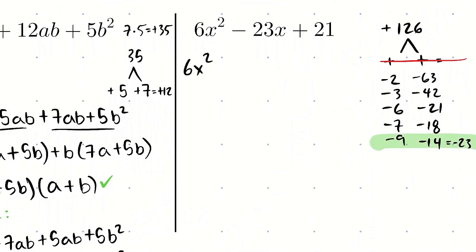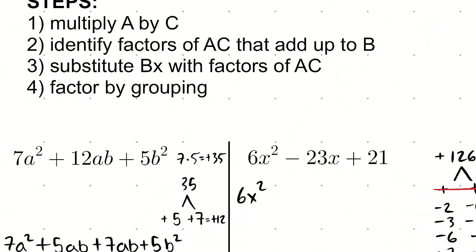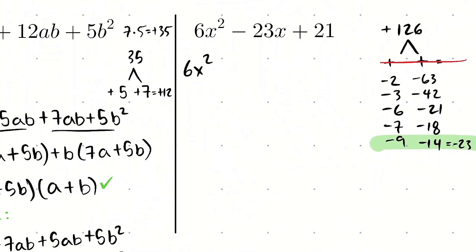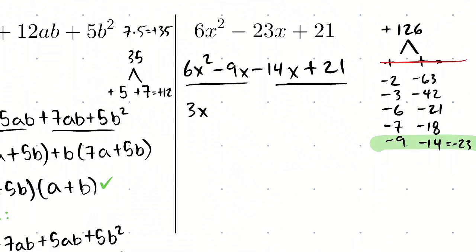So 6x squared, we bring down the first term. Then we replace that bx term, so that's step 3, with negative 9x and negative 14x. And then we bring down the plus 21. So again, we're going to group this into 2, and we're going to look for the greatest common factor of the first two terms and the greatest common factor of the second two terms. So it looks like for the first one I can take out a 3x, and what gets left inside is a 2x and a negative 3.